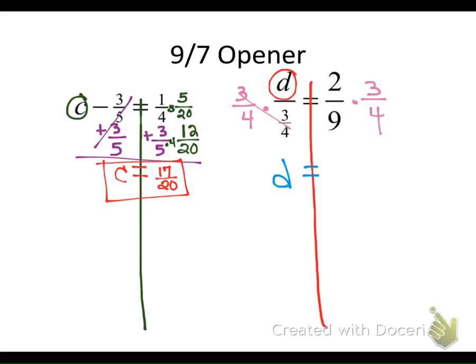Anybody? Any numerator can be reduced with any denominator. 3 and 9. What are they both divisible by? 3. Okay, so 3 divided by 3 is? 1. 9 divided by 3 is? 3. Okay, any other ones?